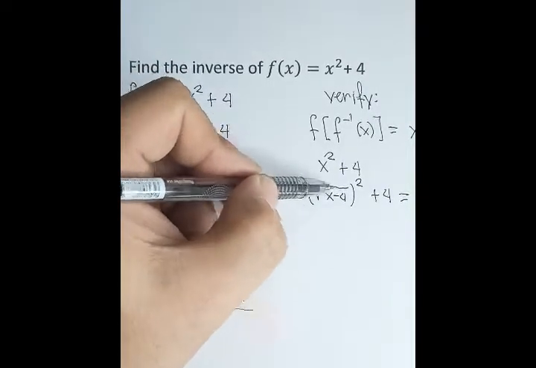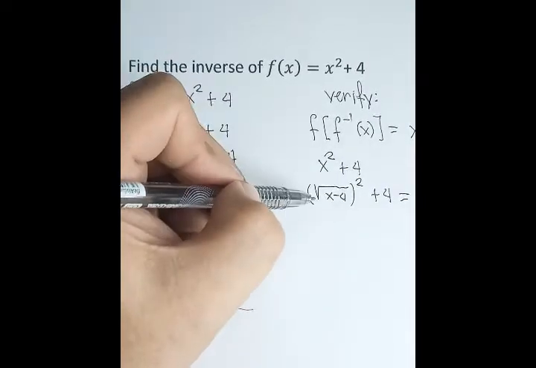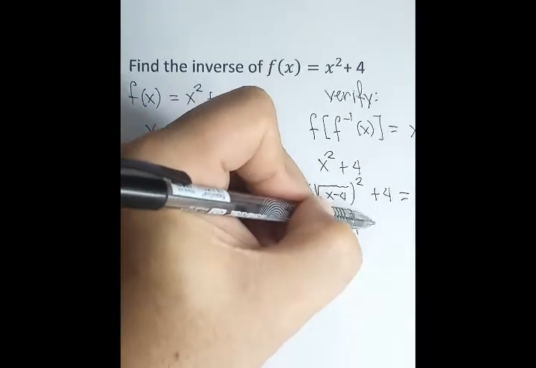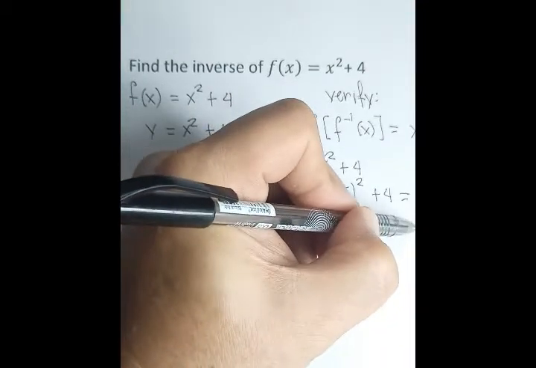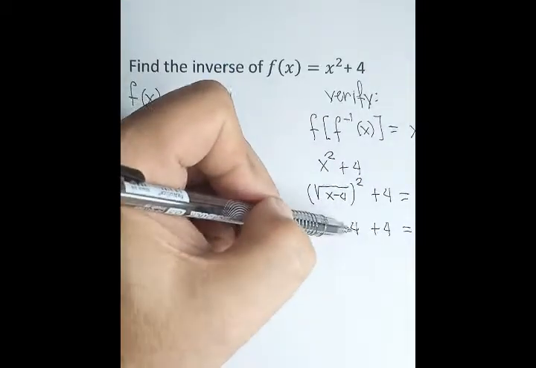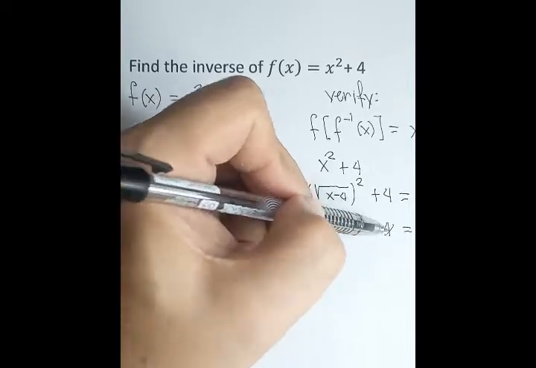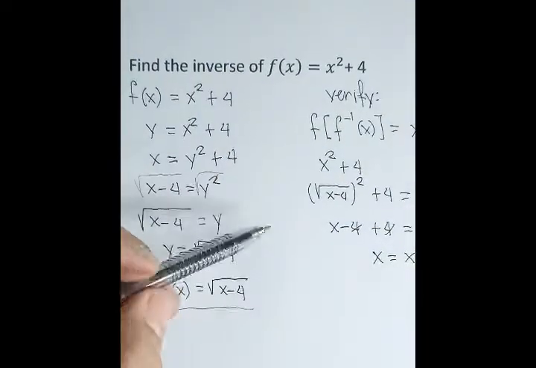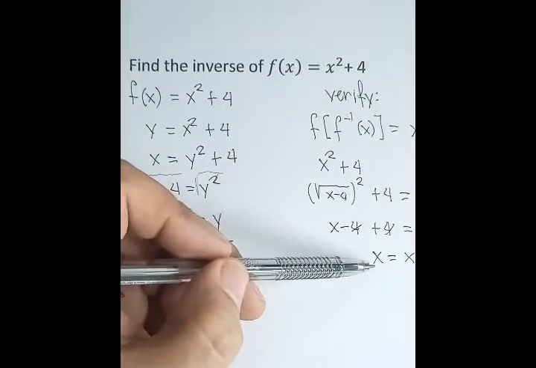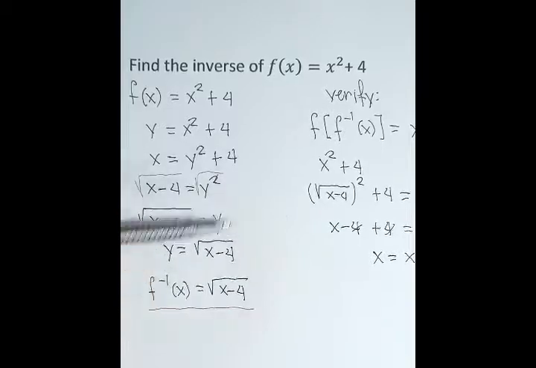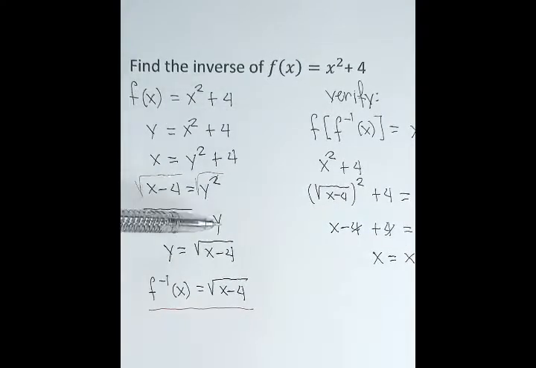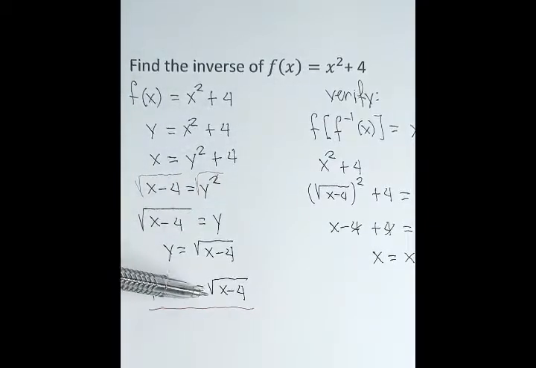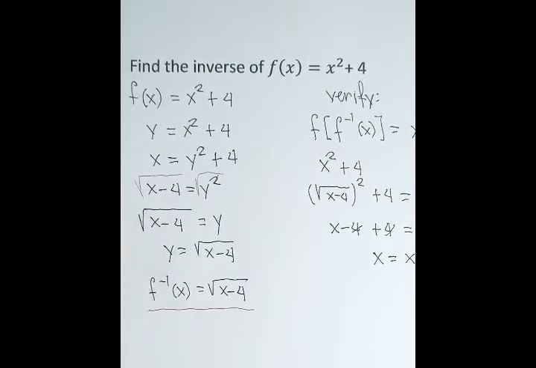So the square root and the square mo cancel out. So sa mabilin, we have x minus 4 plus 4 equals x. Then minus 4 and 4 will cancel out. So we have x equals x. So since nag equal man siya x equals x, it means our process or atong solution is correct. That the inverse of x squared plus 4 is the square root of x minus 4.